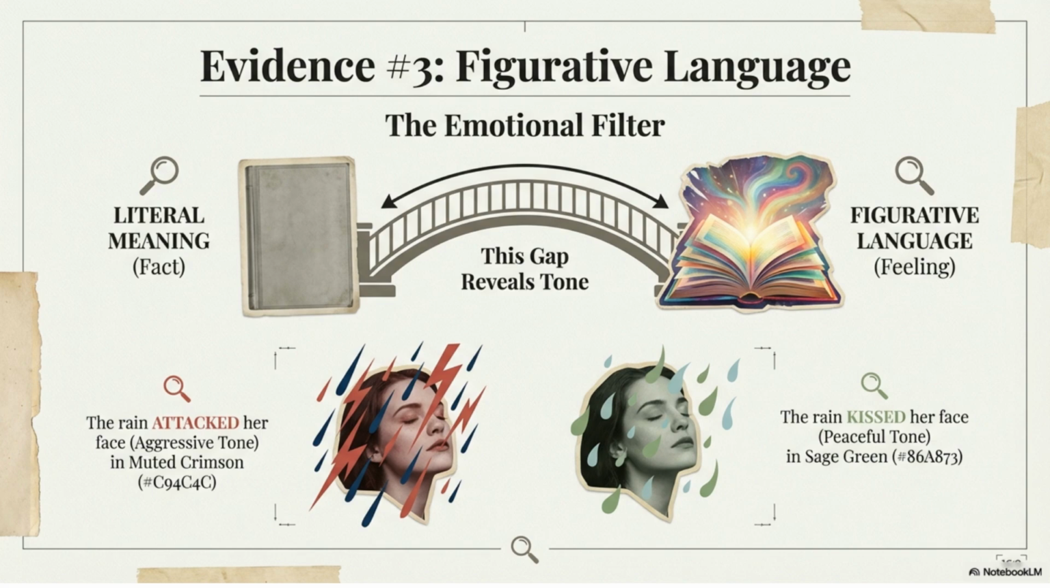Literal language simply states facts, such as, "It rained on her face," which describes an event. When an author uses figurative language, the comparison or image adds emotion and meaning beyond the fact. For example, describing rain as attacking gives the rain a violent quality, creating an aggressive tone, while saying, "The rain kissed her face," softens the image and creates a peaceful tone. The gap between the literal fact and the figurative description shows how the author feels. That emotional shift is where tone is revealed.